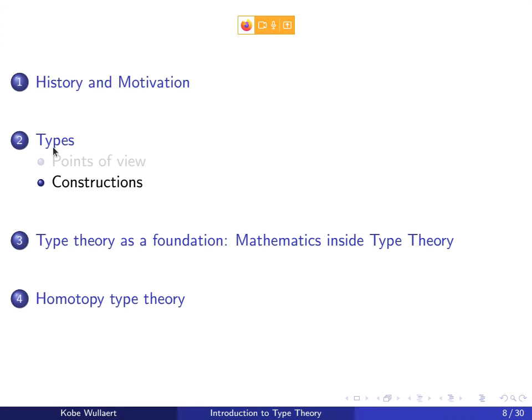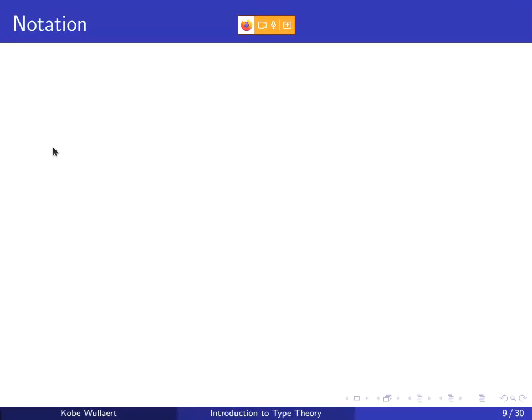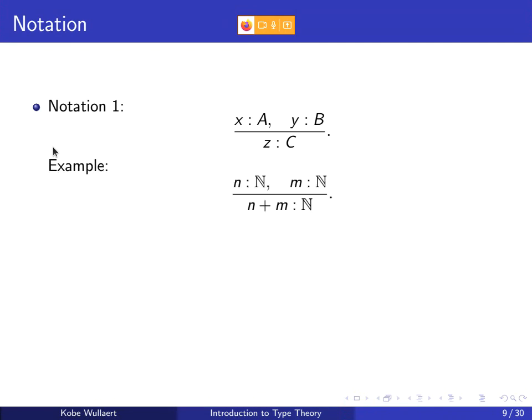Okay. So now we're going to see how we could construct new types from old ones. Before I do that, first some notation, which logicians use. The first one is this horizontal bar: on the top we have our hypotheses, and on the bottom is something which we can prove. For example, if you have two natural numbers, we can add them and we get again a natural number.